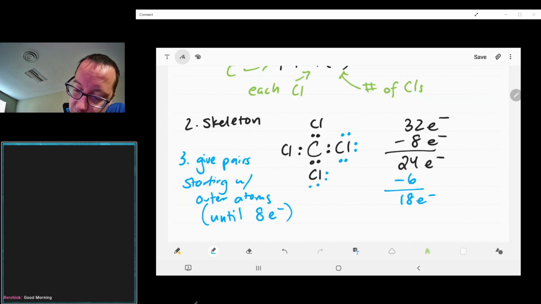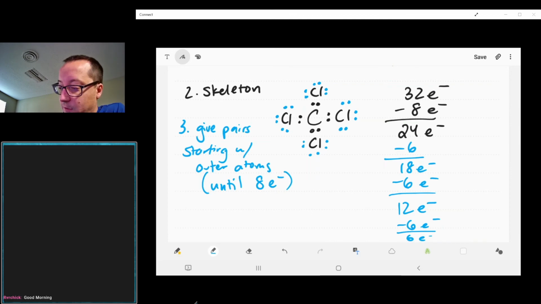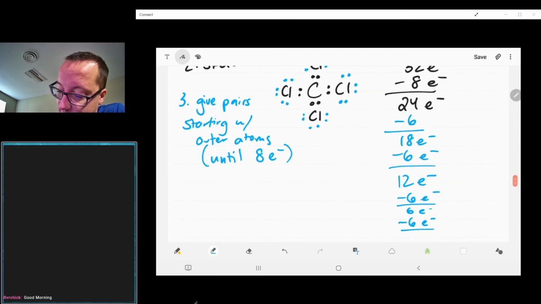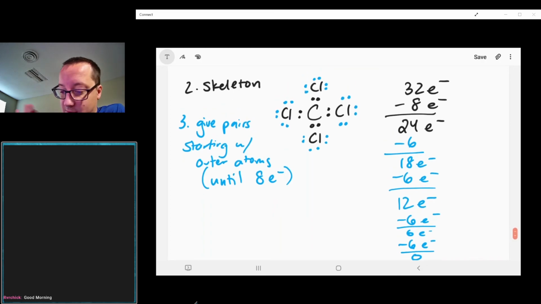Keep going. Next chlorine. Does not matter which ones you give these to. We'll see that that's going to be a phenomenon we'll experience a little bit later. We have 12 electrons left. There's another 6. And we have 6 left, so let's go ahead and give them up here to this last chlorine. And that'll be that. So we have used now all of our electrons. If we still had electrons, we would start giving them to the central atom, but that's not necessary here. Already that carbon is happy to begin with, so we don't even have to worry about it.